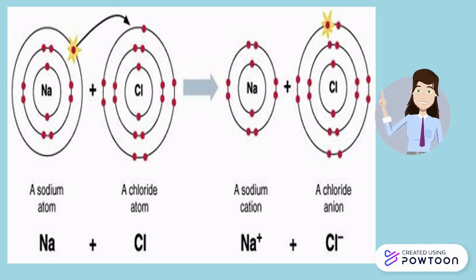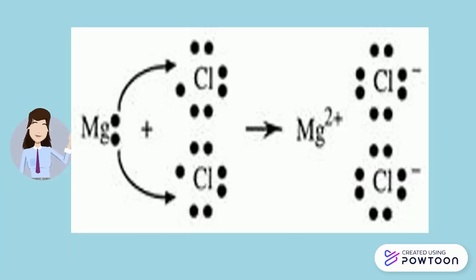one electron. In this example, the magnesium atom is donating both of its valence electrons to chlorine atoms. Each chlorine atom can only accept one electron before it can be stable. Therefore, 2 atoms of chlorine are required to accept the 2 electrons donated by the magnesium.